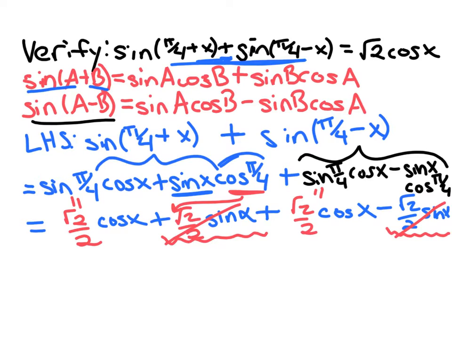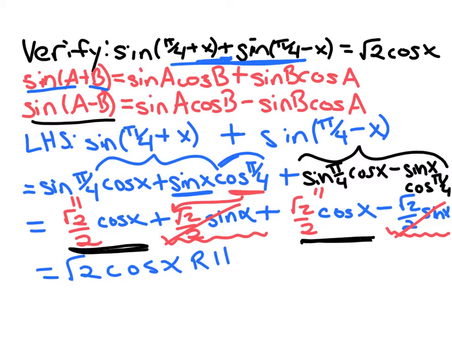If you add the square root of 2 over 2 cosine plus the square root of 2 over 2 cosine, if you think of this as half of a square root of 2 plus another half of a square root of 2, what you get when you add those would be a whole square root of 2 cosine x. And so we've reached the right-hand side.